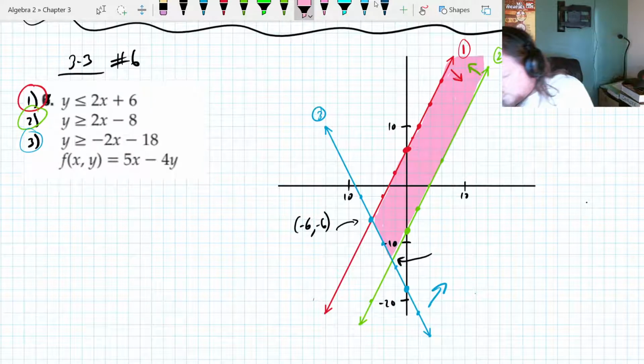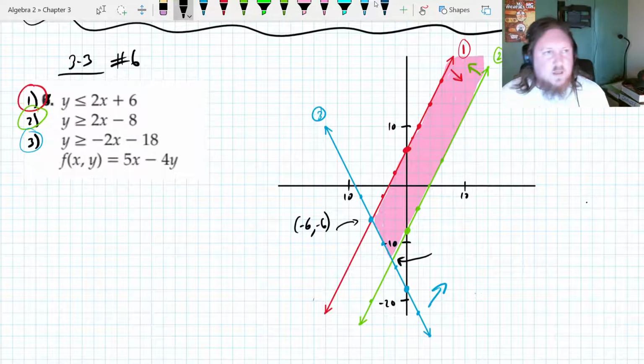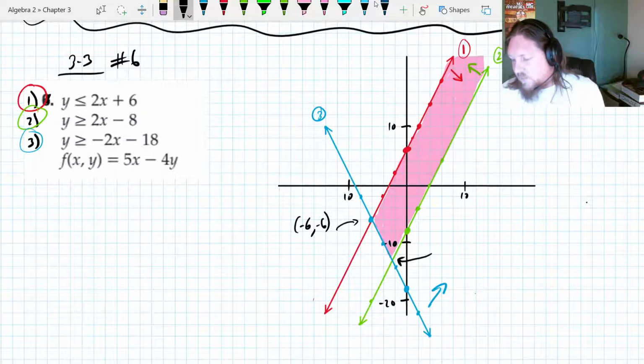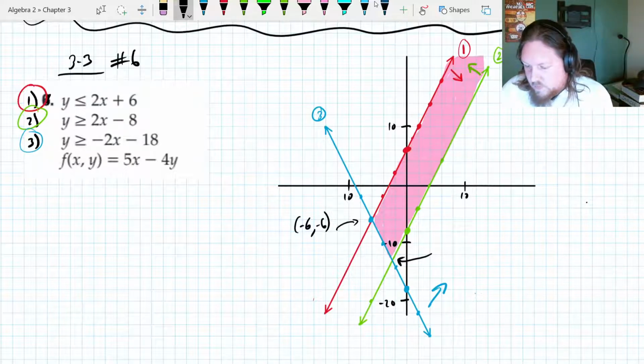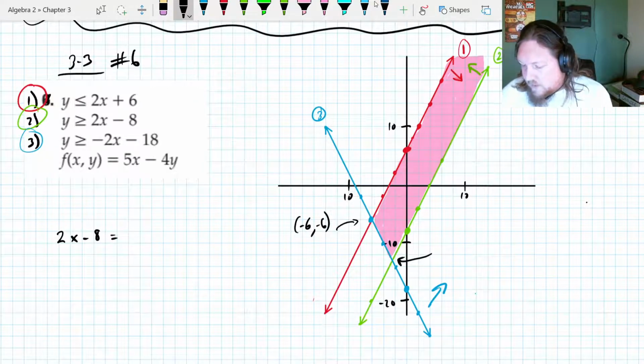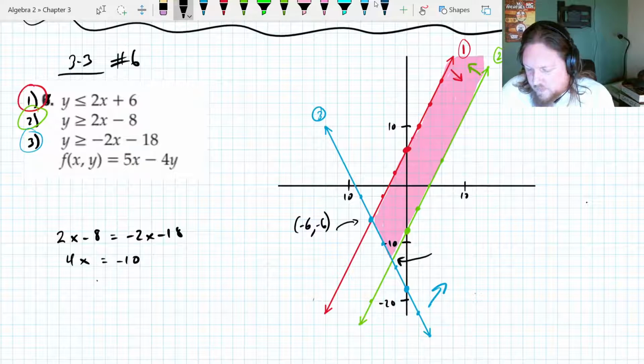So I need to find that other point there. And I don't know exactly what it is. I could use something like GeoGebra or NumWorks to figure out exactly where those 2 points intersect. But I'm going to do systems of equations real quick here, because I see that I have equation 2, 2x minus 8 is equal to y, but y is also equal to negative 2x minus 18. When I add 2x to both sides, I get 4x. Add 8 to both sides, I get negative 10. So now I can see I get x equals negative 2.5.